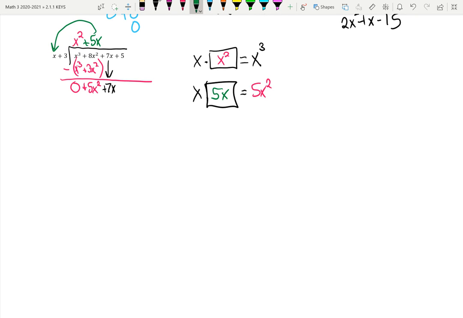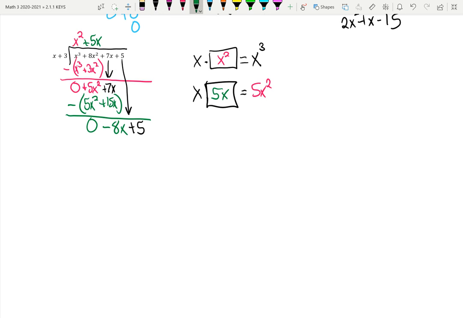5x times x is going to be 5x squared. 5x times 3 is going to be 15x. I have to remember I'm doing long division, so I'm subtracting whatever I multiply. Notice it's going to form 0 minus 8x. These zeros are indicators that you're doing it correctly. Okay, negative 8x. Bring down the last number, plus 5.